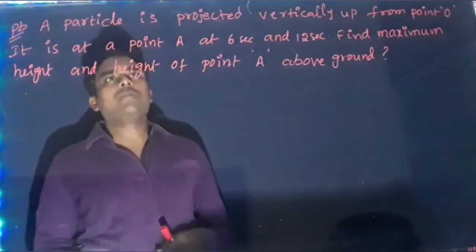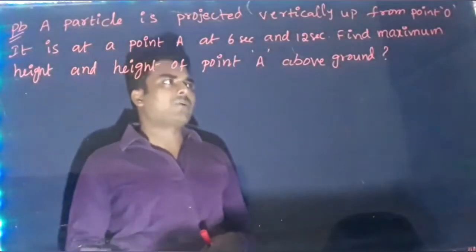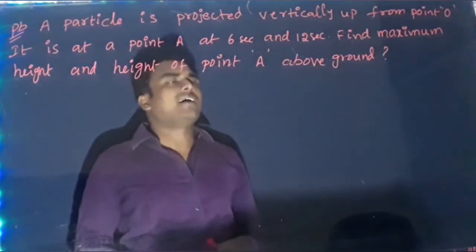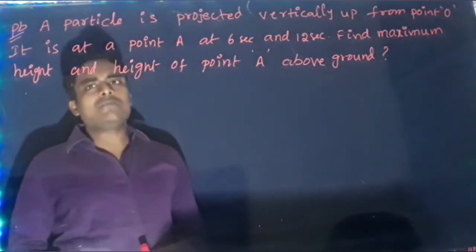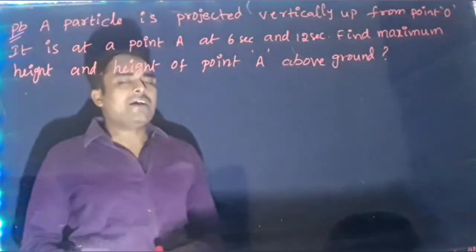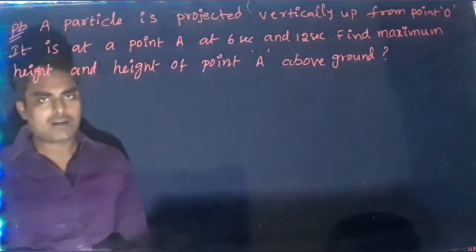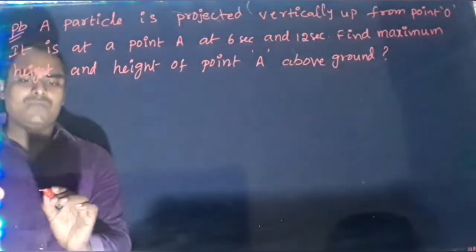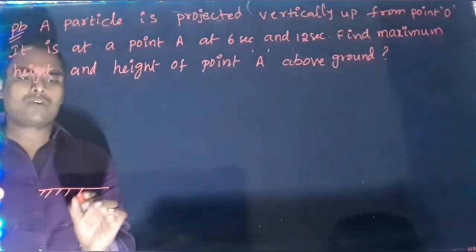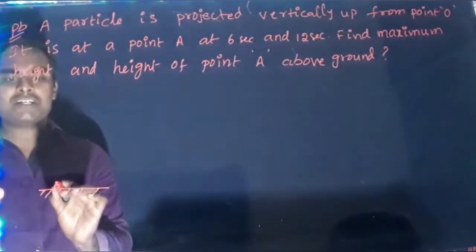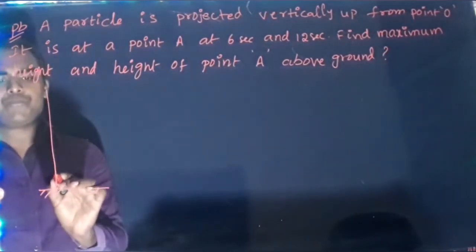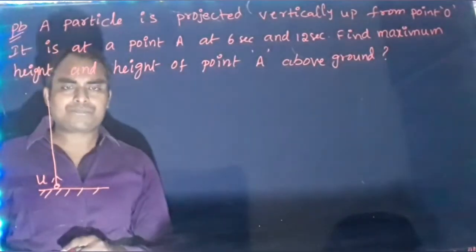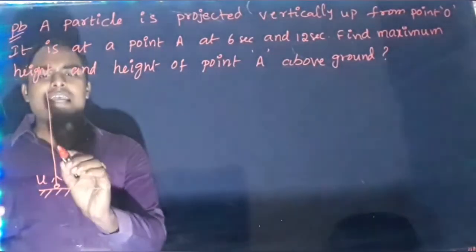Next problem. A particle is projected vertically up from point O. It is at a point A at 6 seconds and 12 seconds. Find the maximum height and the height of point A above the ground. So a particle is projected. If this is the ground, from the ground a particle is projected vertically up with some initial velocity u. U is not given.